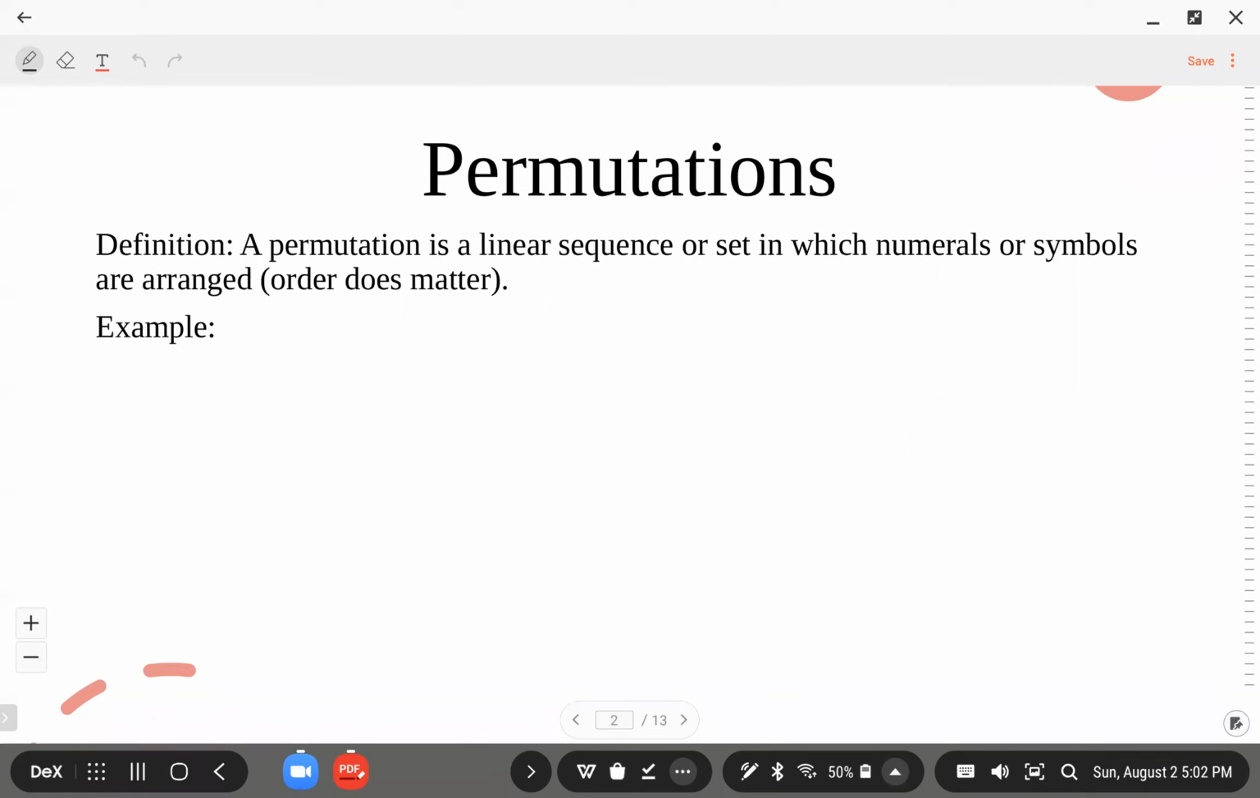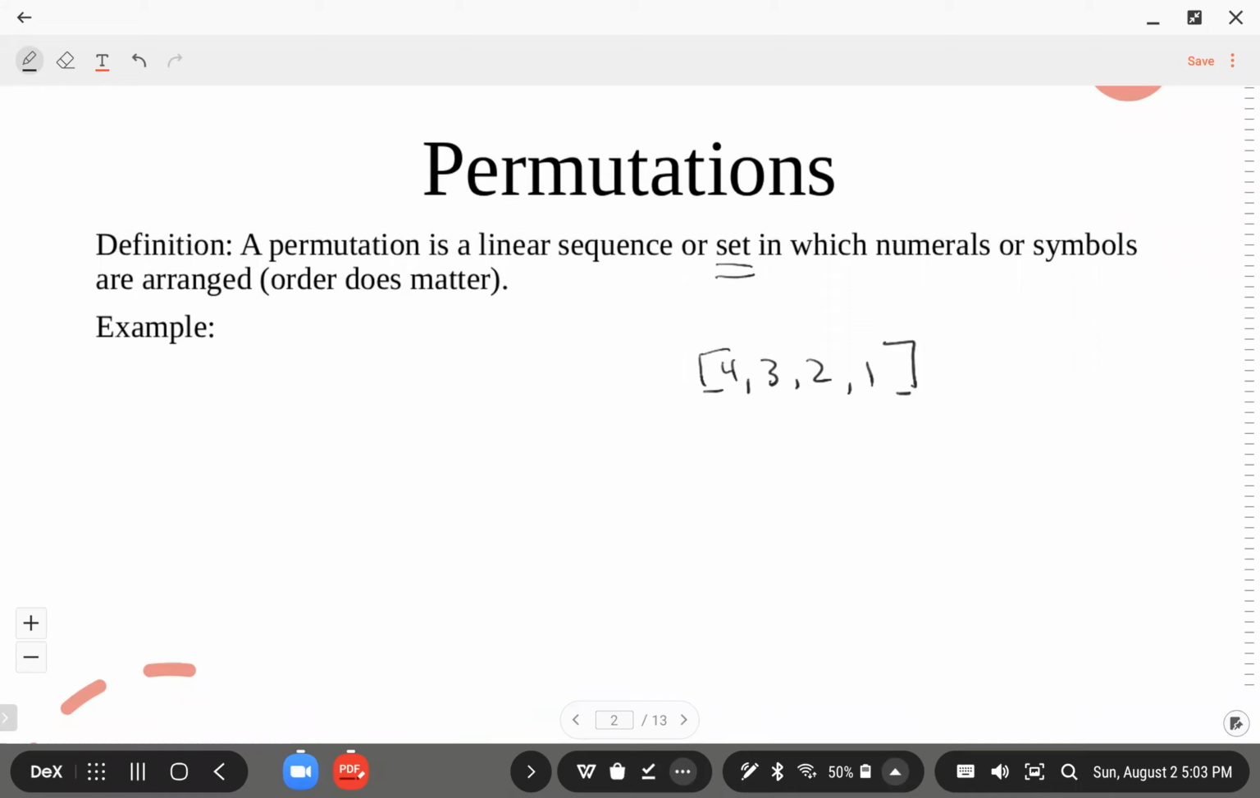And let's start with the first definition, the permutation definition. Okay, the definition of a permutation is a linear sequence or set in which numerals or symbols are arranged, and order does matter for this one. Okay, and here the definition states a set, right? So let's come up with a set of numerals. Okay, let's say there's 4, 3, 2, and 1. Okay, that's a set.